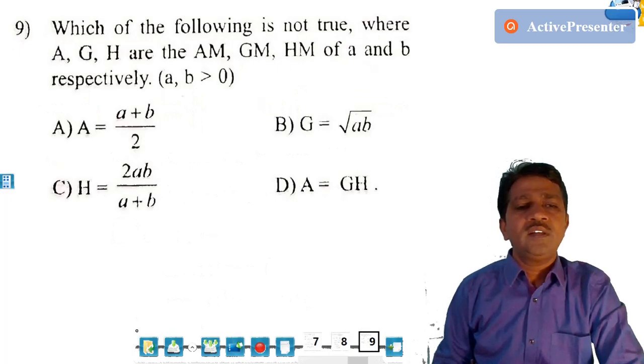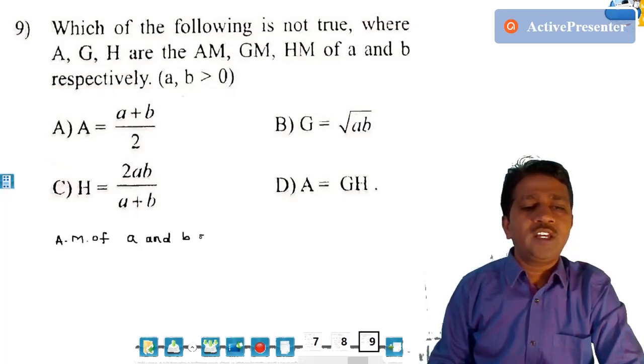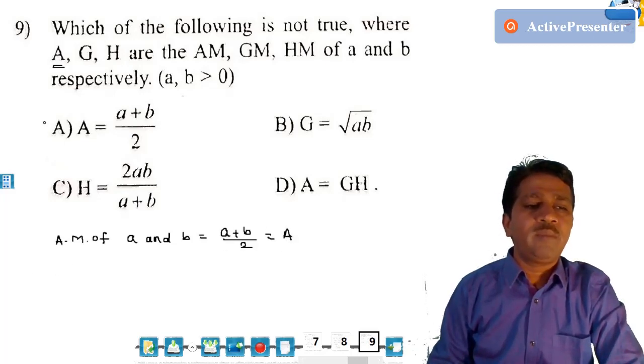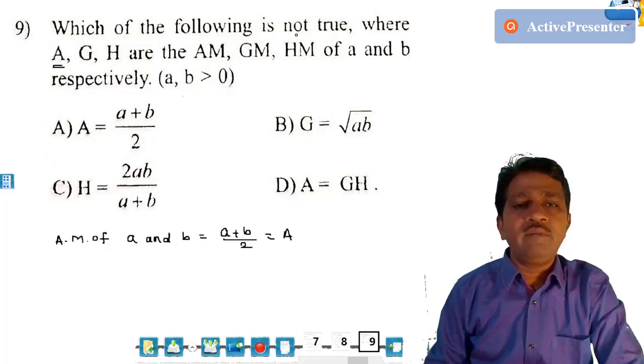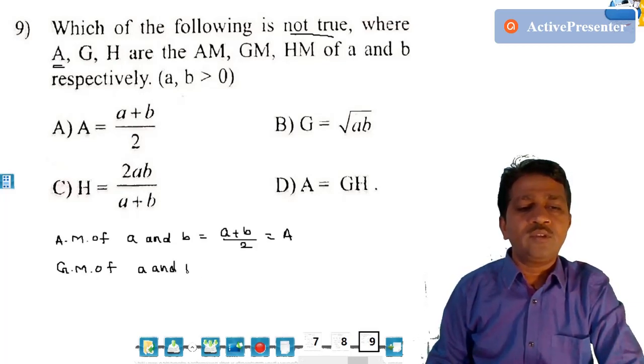Let us move further. The arithmetic mean of A and B is given by A plus B upon 2. In the question, the arithmetic mean is denoted by capital A. So we have A equals A plus B by 2. So this is correct. We have to find which of the following is not true. The geometric mean of A and B is given by the formula, simply square root of A into B. In the question, the geometric mean is denoted by G. So this is also correct.